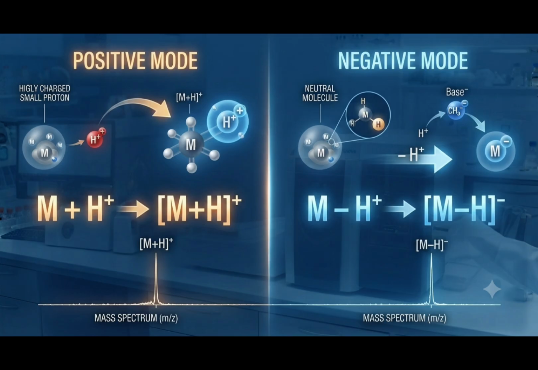Positive and negative ionization. Electrospray ionization can operate in positive and negative ion modes. In positive ion mode, molecules commonly accept a proton and form positively charged ions. In negative ion mode, molecules can lose a proton and form negatively charged ions. The appropriate ionization mode depends on the chemical properties of the analyte.